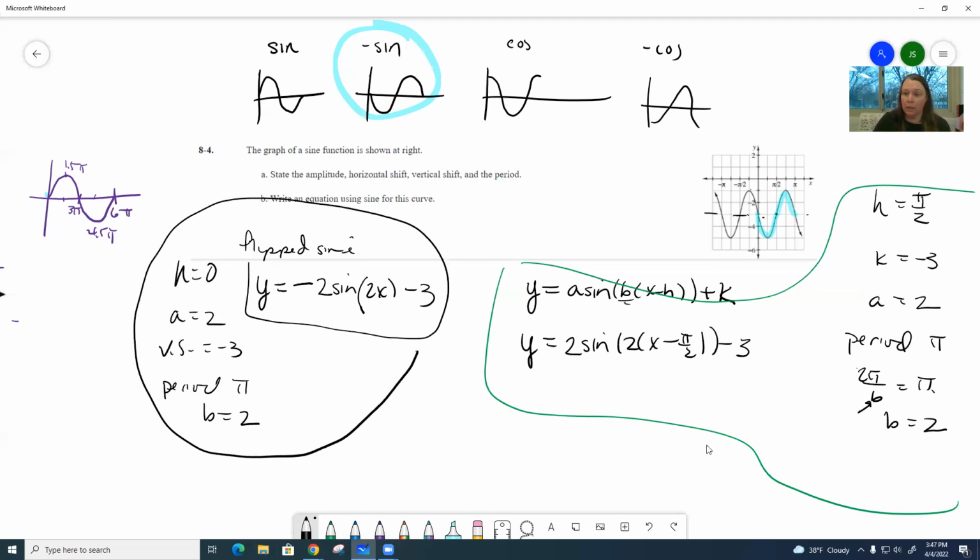Okay, so that wraps us up with graphing sine and cosine functions.